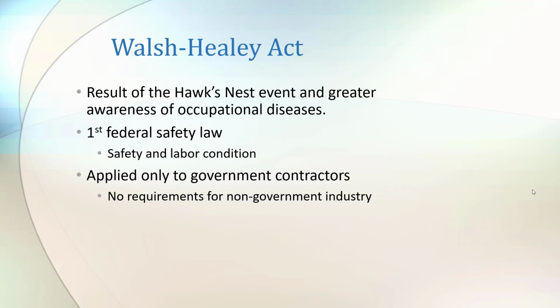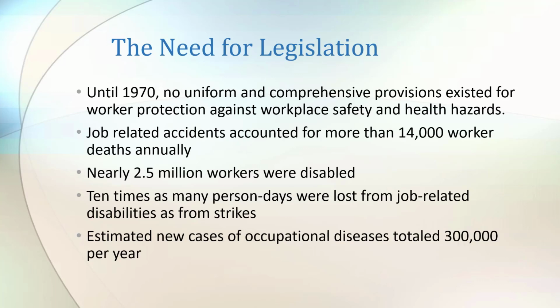But it's important because it comes in 1936. It identifies that we actually have a need for legislation for health and safety laws. And you can read the screen, but up until 1970, there's no OSHA, there's no EPA, there's nothing existing to protect workers or even the employers at the workplace.